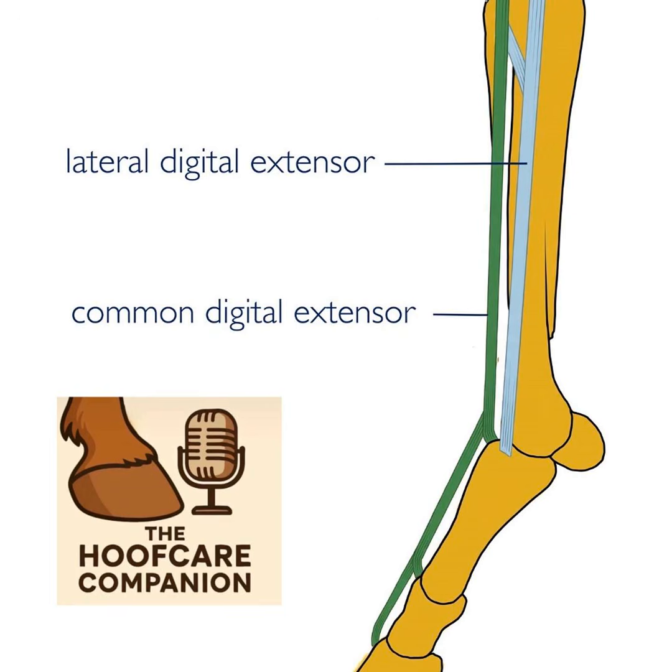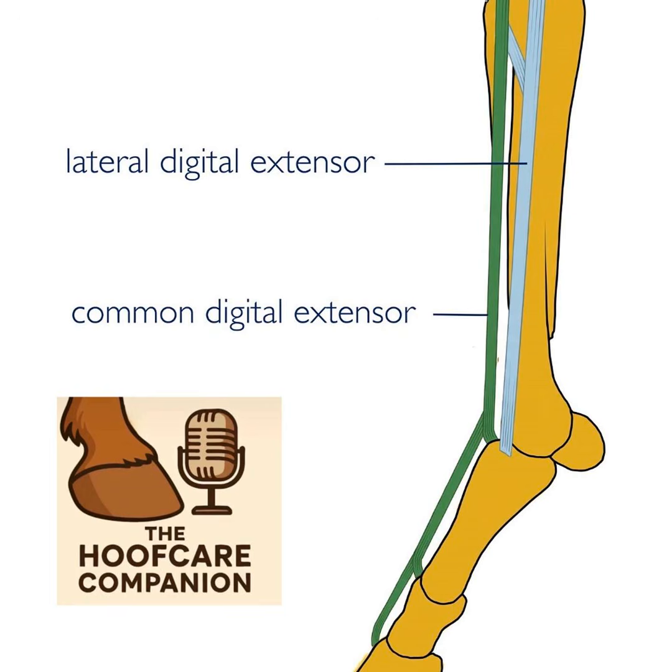The lateral digital extensor muscle originates from the lateral epicondyle of the humerus, the lateral collateral ligament of the elbow and the proximal radius. Its tendon runs down the lateral aspect of the limb before joining the common digital extensor tendon in the distal metacarpus.